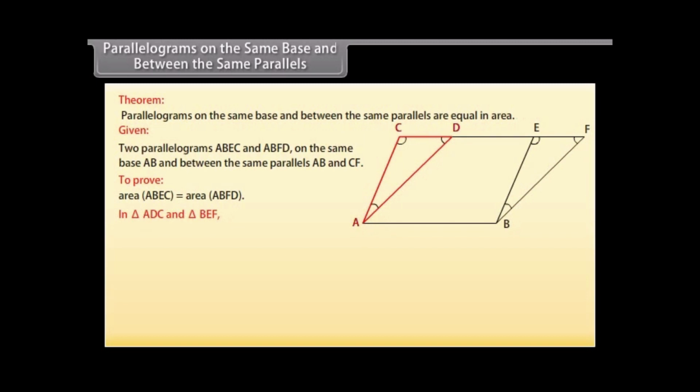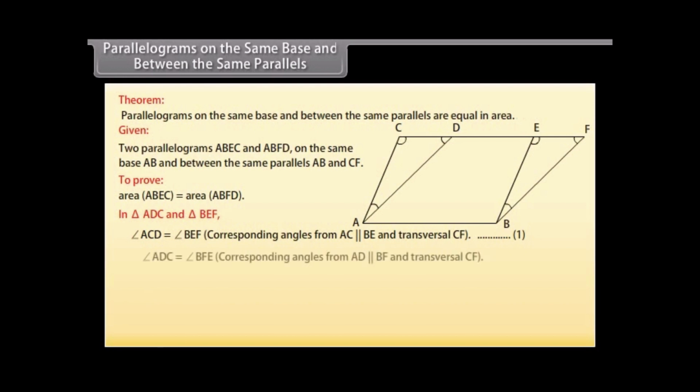In triangle ADC and triangle BEF, angle ACD is equal to angle BEF because these are corresponding angles from AC parallel to BE and transversal CF. Mark it as 1. Angle ADC is equal to angle BFE because these are corresponding angles from AD parallel to BF and transversal CF. Mark it as 2.